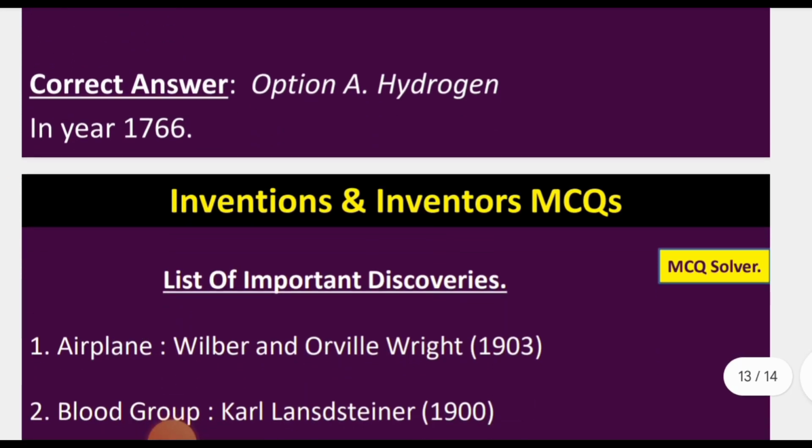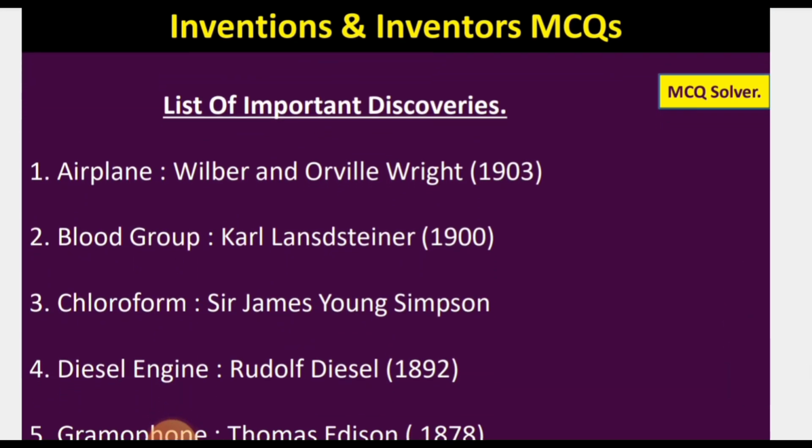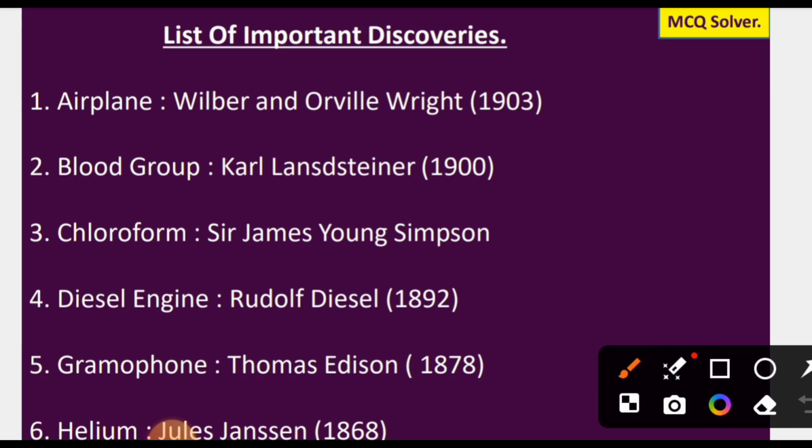Now there is a list of important discoveries which we have to look into, and these discoveries were asked in the previous exams of SSC, railway, banking and state PCS, and also somewhere in the UPSC exam. So make sure that you please look into this list. Coming to the first one, aeroplane. The airplane was invented by Wilbur and Orville Wright. Everyone has read this in their school textbook. They invented it in the year 1903.